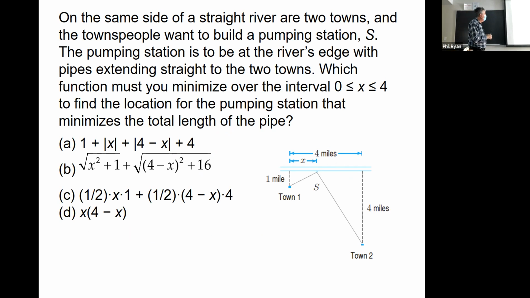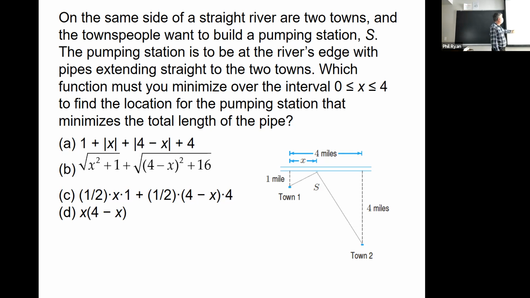Matt, here's for you. So here we have a river, and we have two towns. And they're going to build a pumping station at this point here to pump water both to town 1 and town 2. So they want to put the pumping station at the point where they need less pipe. They want to minimize the distance. Which one of these functions then is going to minimize the length of that pipe?